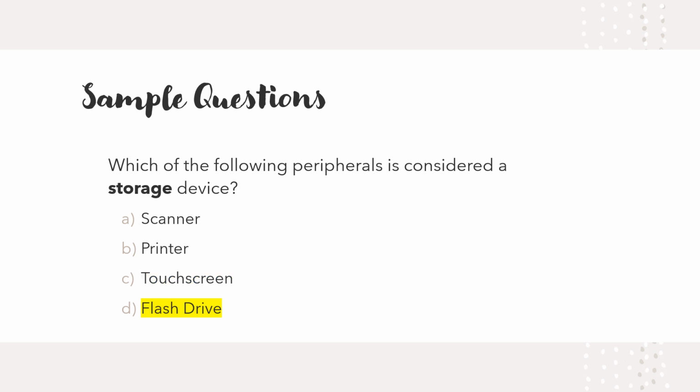All right, and then last but not least, which of the following peripherals is considered a storage device? Flash drive is the only one where we can retain things in a permanent manner. A scanner does not do that. Printer does not do that. A touchscreen does not do that.